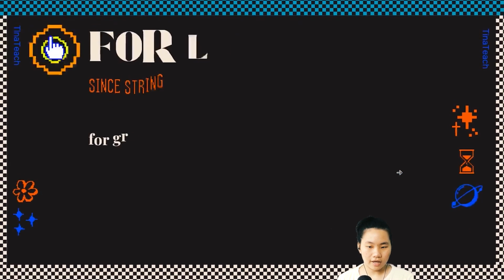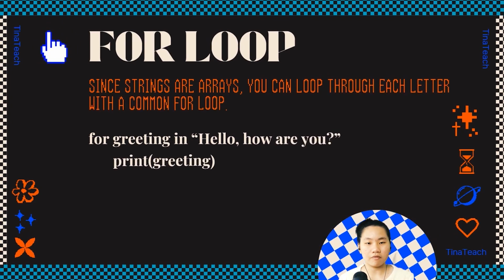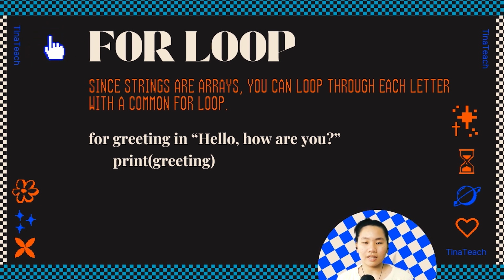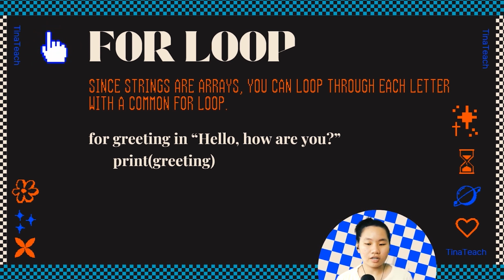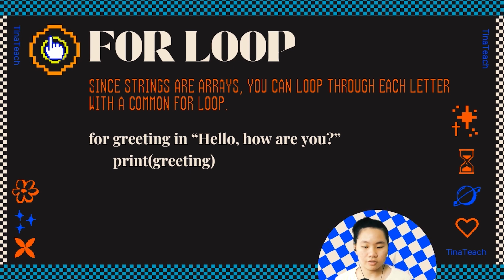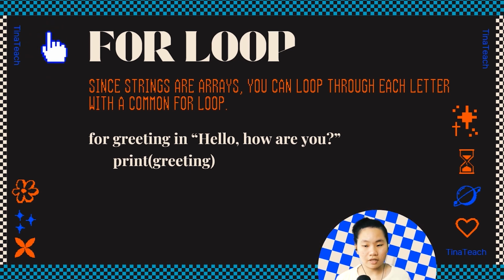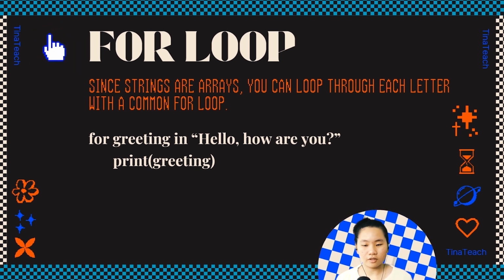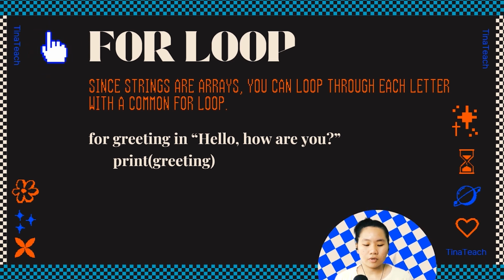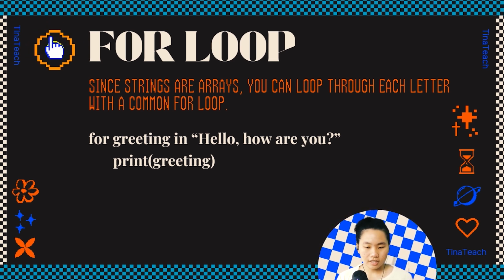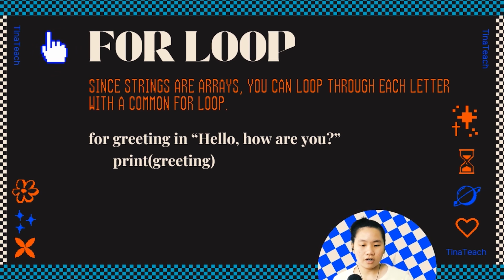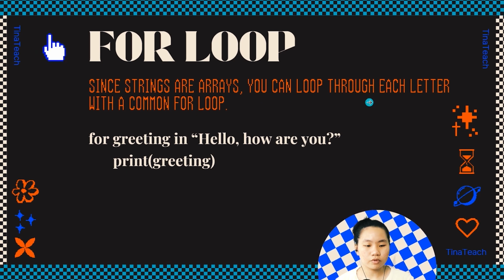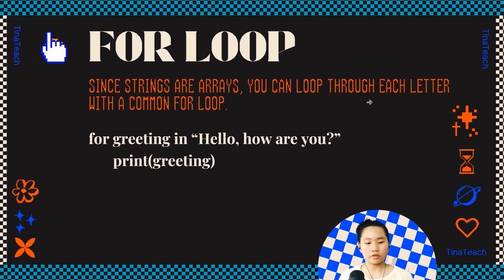Alright, let's see what we have next. For loop, a very common way to loop through things. It's most likely the first thing that you'll learn from any guides or tutorials with Python, as well as a lot of languages like JavaScript, C, Java maybe, you know. And I want to explain to you what for loops is. So since strings are arrays, you can loop through each letter with a common for loop.